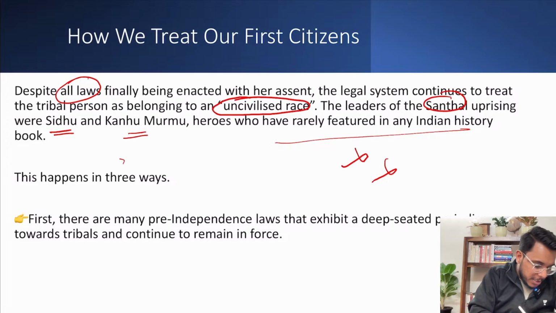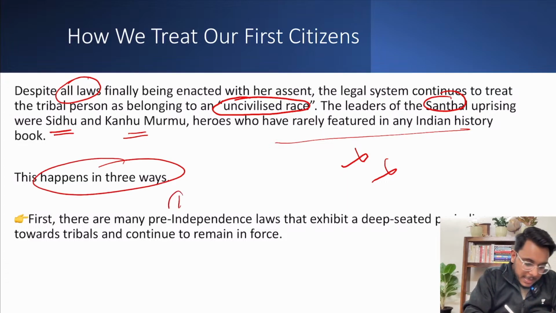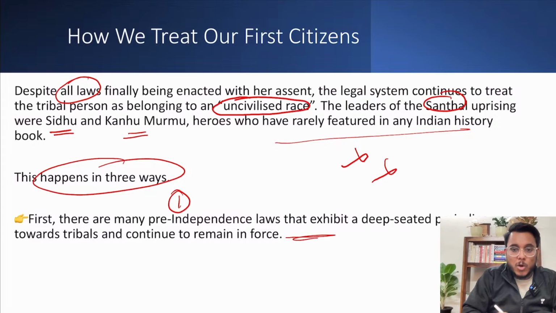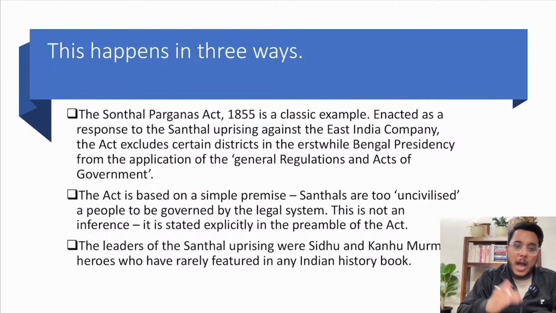Now, how is discrimination continuing? It happens in three ways. Number one, there are still many pre-independence laws which show deep-seated prejudices. The word here is prejudices. How? Number one, we have examples of the laws.